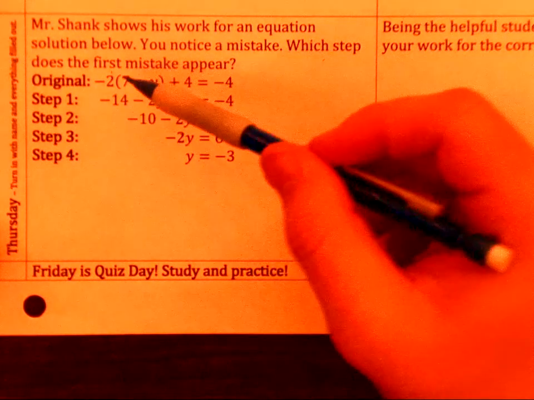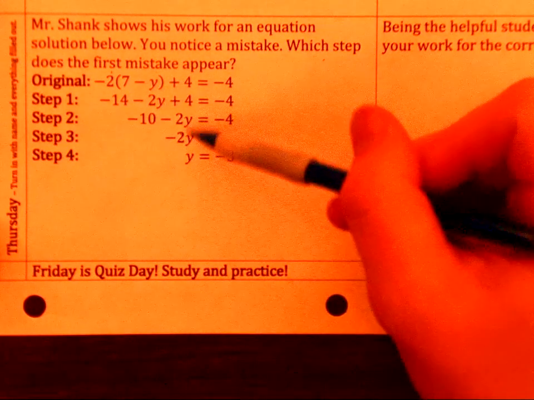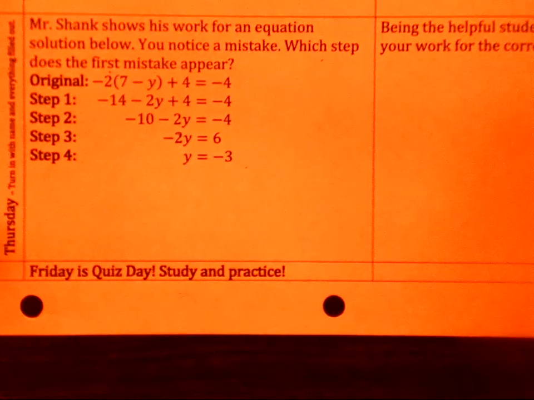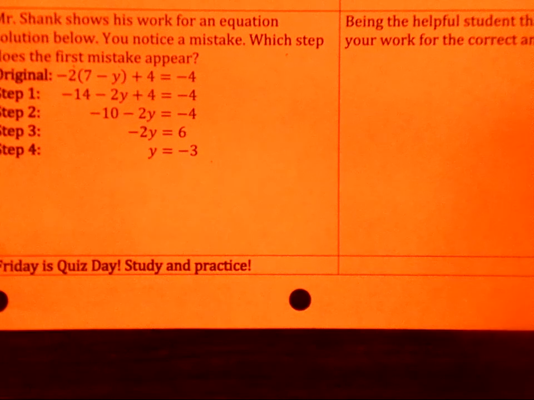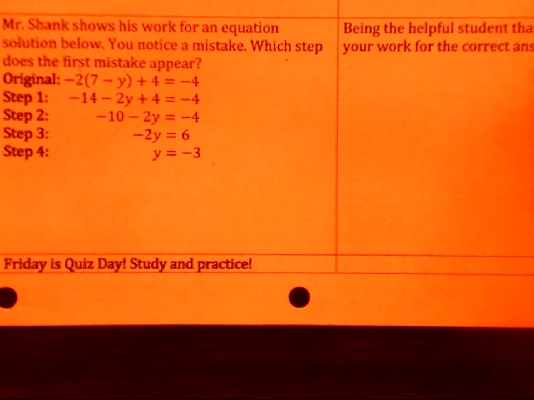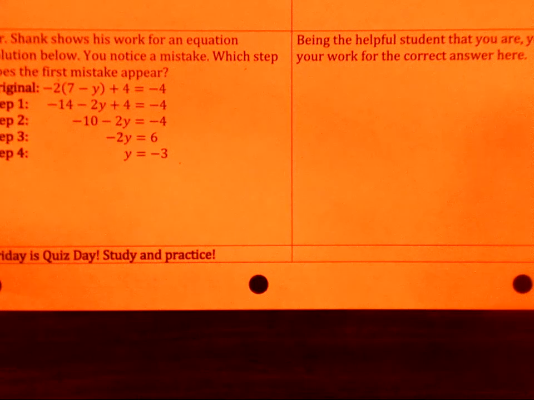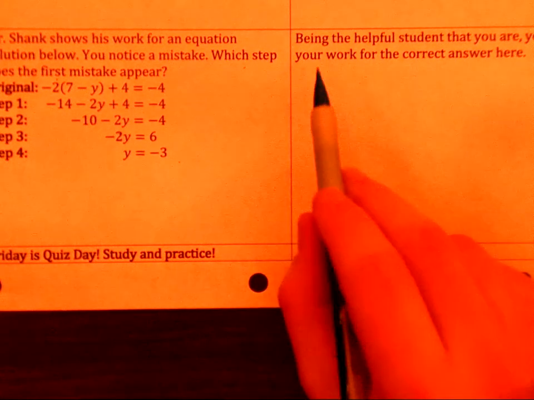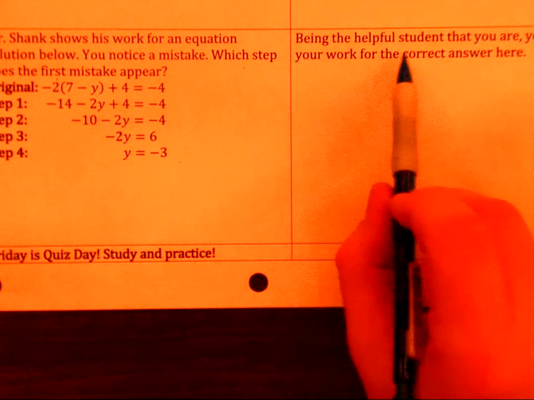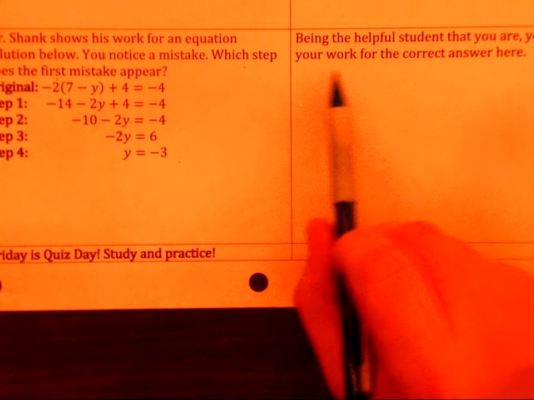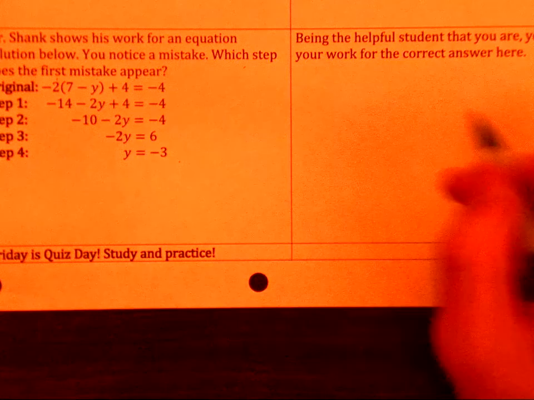And so if you're not able to see it by just looking at the work, a good way to do it is maybe just work it out yourself and compare. So that's actually what I'm going to do. So let me zoom out just a smidge. It also says, being a helpful student that you are, usually, you show your work for the correct answer here. So that's what I'm going to do on the side.